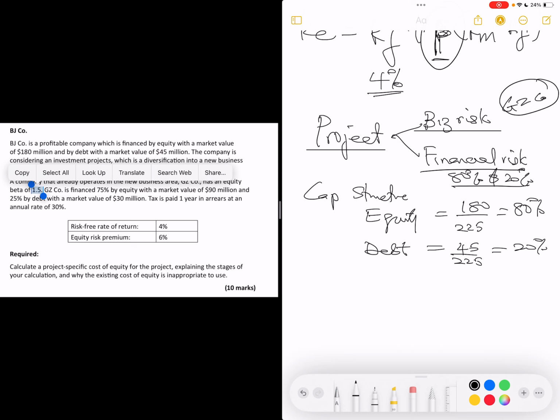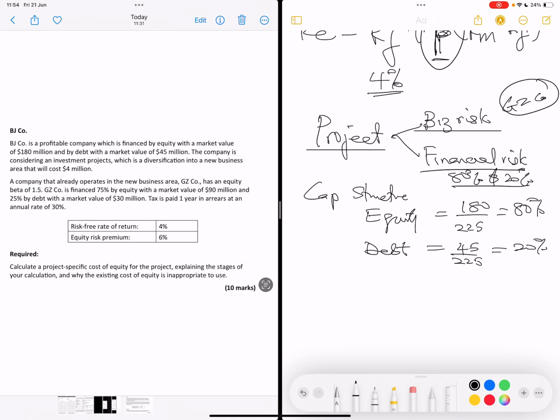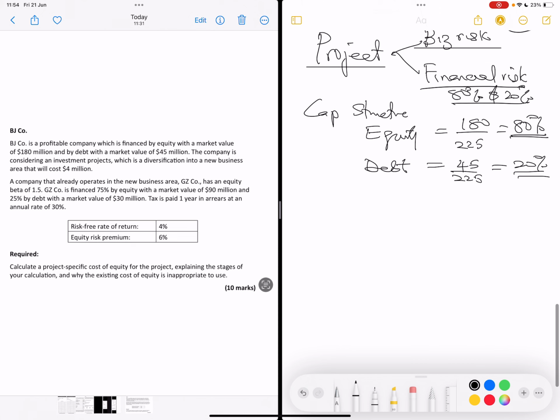But look at GZCO. GZCO is financed 75%, 25%. So the capital structure is different. So we cannot use this 1.5. We have to remove the capital structure of 75-25 from 1.5 before we can calculate what we need. And how do we do that? That is why you need to know this formula.